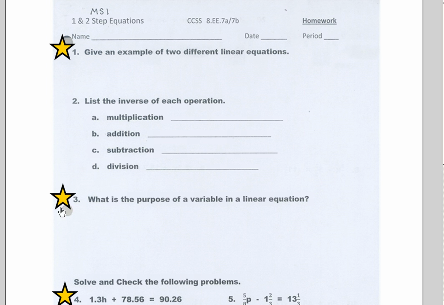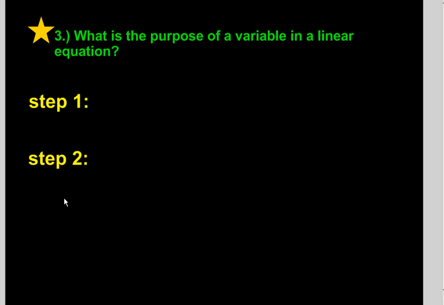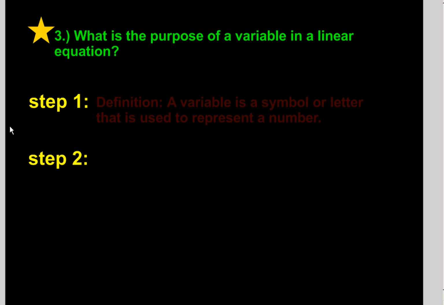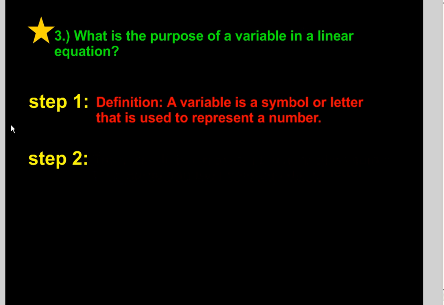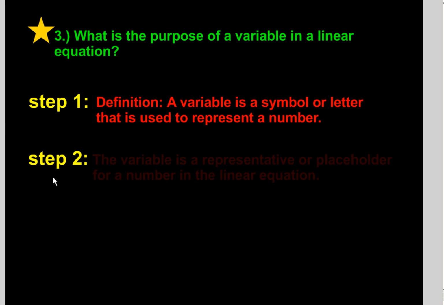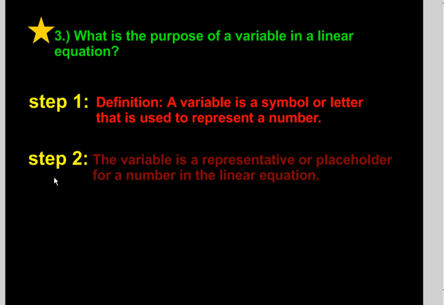Take a look at question number 3. What is the purpose of a variable in a linear equation? Well, again, let's look at the definition of a variable. A variable is a symbol or letter that's used to represent a number. So the purpose of the variable really is that same piece. The variable is a representative or a placeholder for a number in a linear equation.